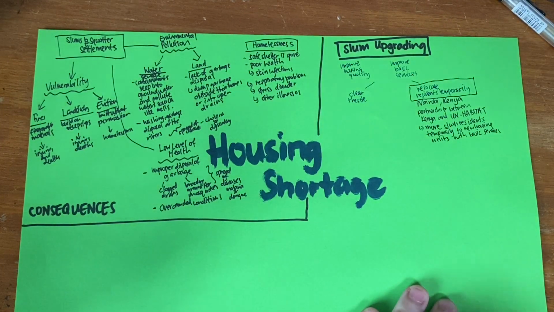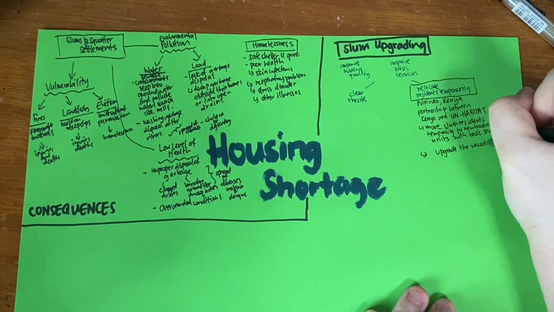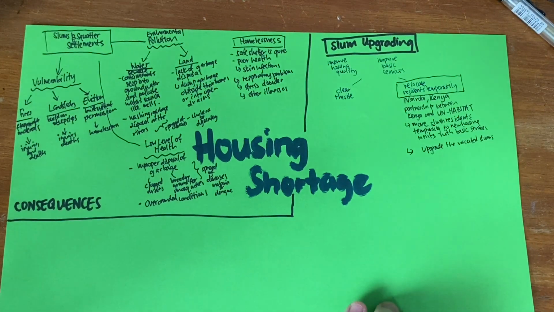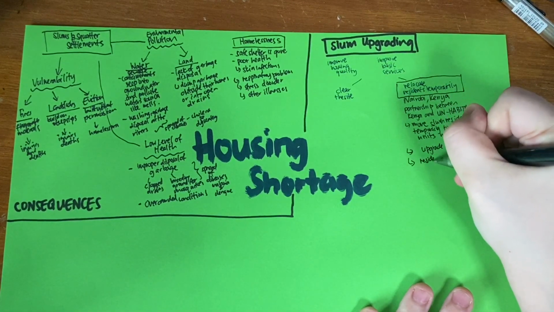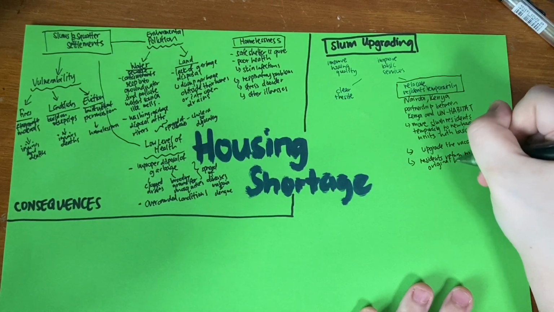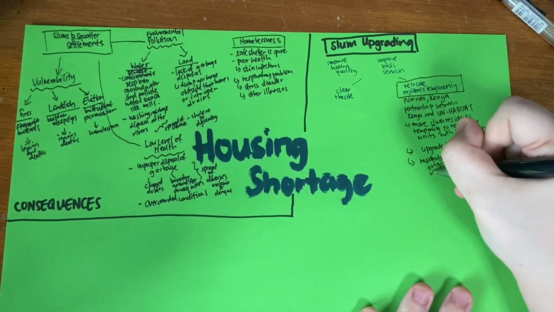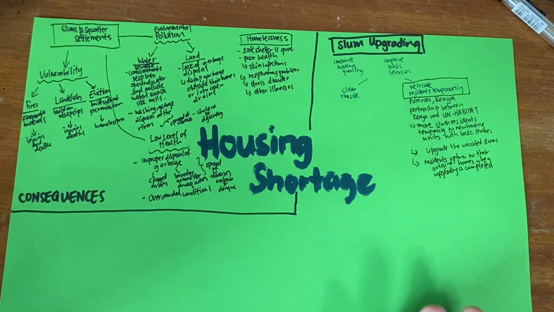After which they move them, they will upgrade the vacated slum. So they move them to new places, and then they upgrade the slums for them, and after the upgrading is done, residents return to their original homes when upgrading is completed. So that is under Nairobi, Kenya. Remember Nairobi, Kenya. They have to relocate temporarily to a new site in order for their slums to be upgraded. So that is number one.